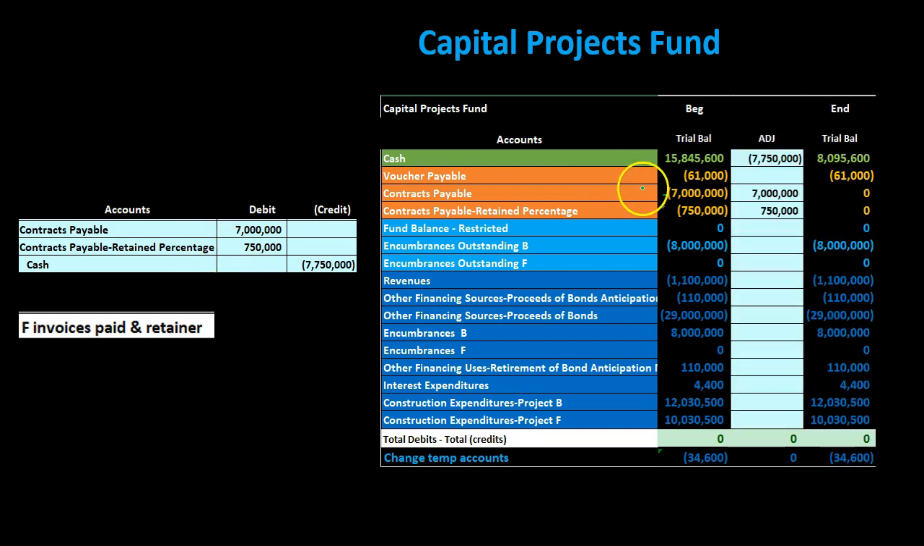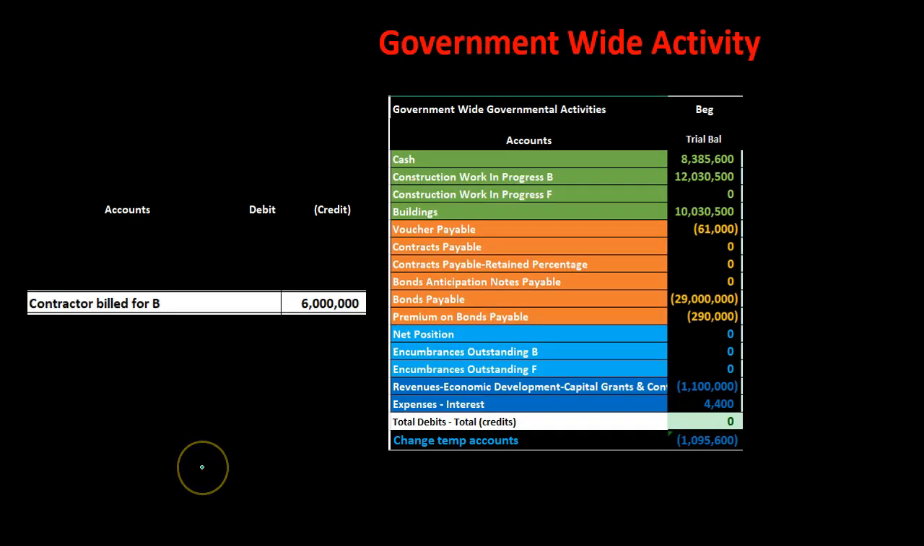So we're going to debit the liabilities. Here are the liabilities. We debit them. They go down to zero. Then we credit the cash. Here's cash. We're going to credit cash and decrease the cash amount.